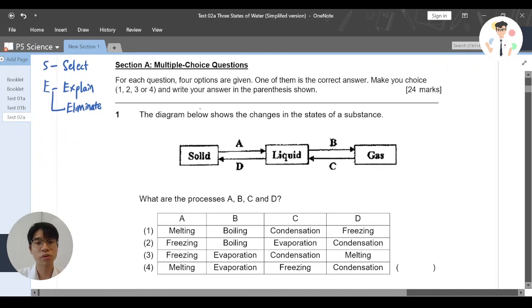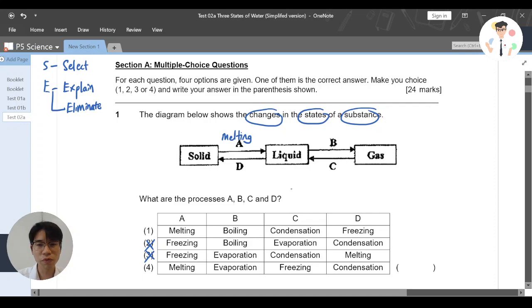The diagram below shows the changes in the states of a substance. When you see changes in state, automatically you can imagine, oh, this is about the water cycle topic, right? And we have solid, liquid, and gas. Now, this is the basic of this whole booklet, so you should know this, okay? But unfortunately, I see some of you get it wrong. So solid became liquid. What is this called? This is called melting. And once you know solid becoming liquid is melting, obviously you know that 2 and 3 are wrong.